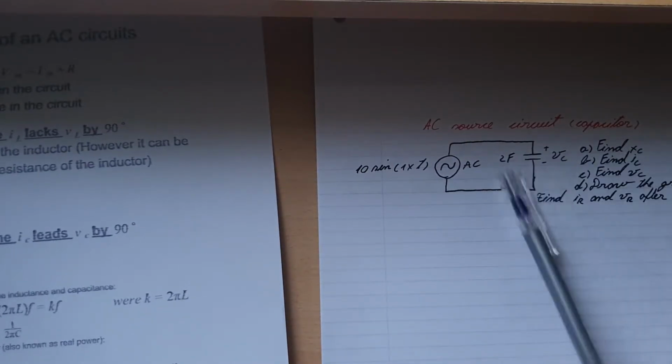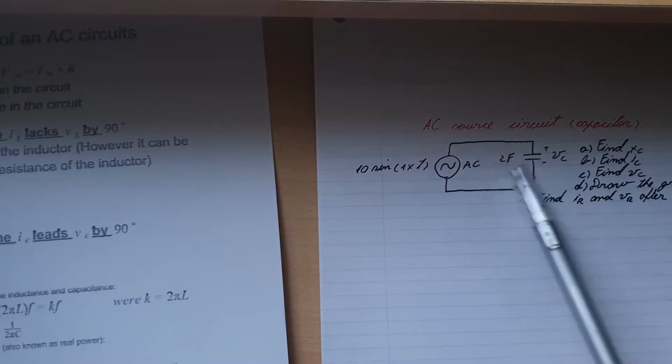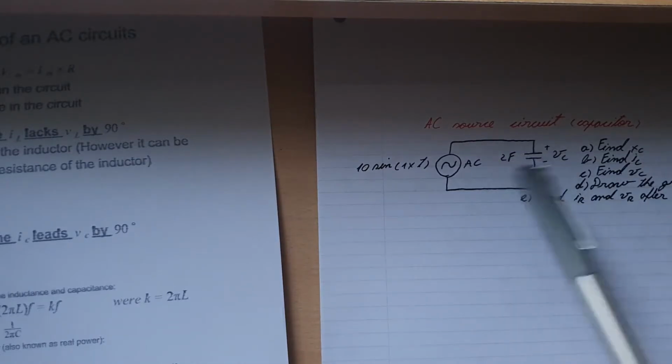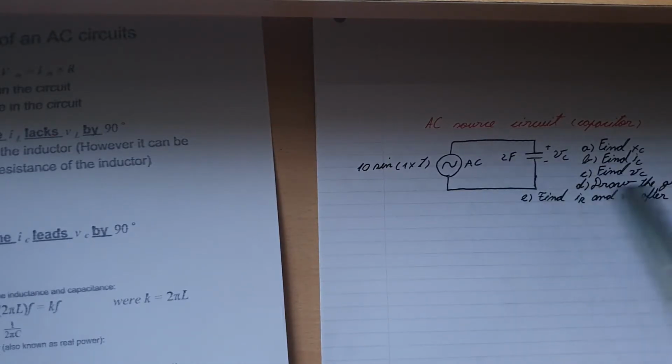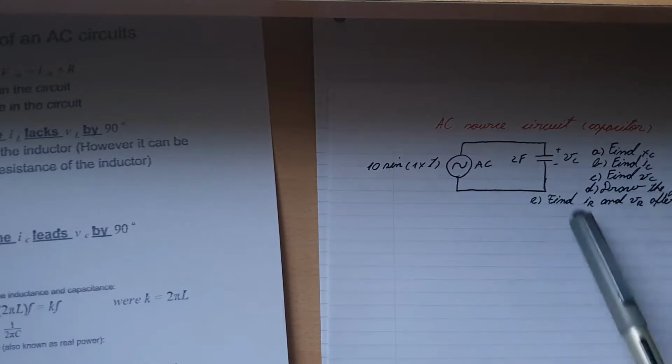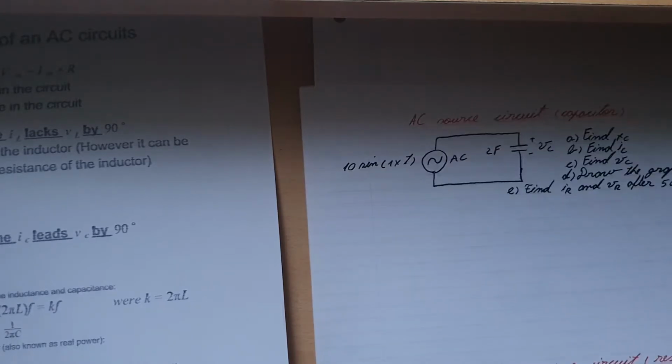instead of an inductor, and this capacitor's got 2 farads, 2F. So again, we need to find the resistance, the X value. We need to find the current going through it, you need to find the voltage going through it, and you need to draw it on a graph and find their values after 500 seconds.